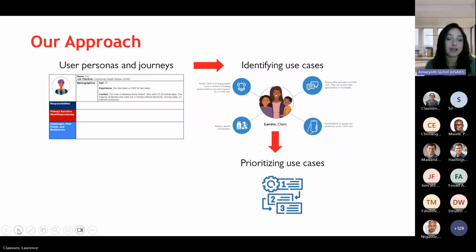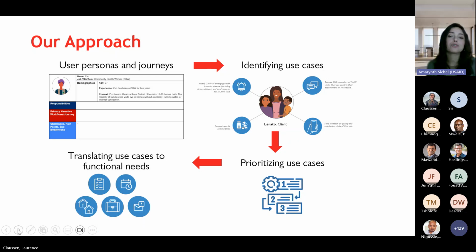And then the final step is to translate those use cases into functional needs, or needs that will inform how the digital community system is built. And with that, I will hand it over to my colleague, Joy.